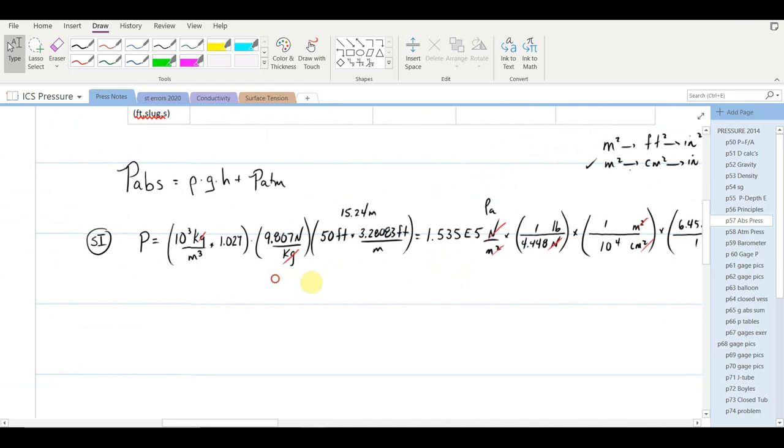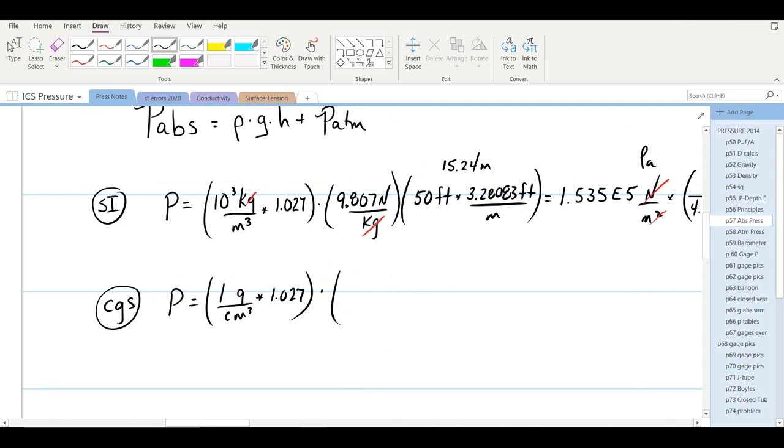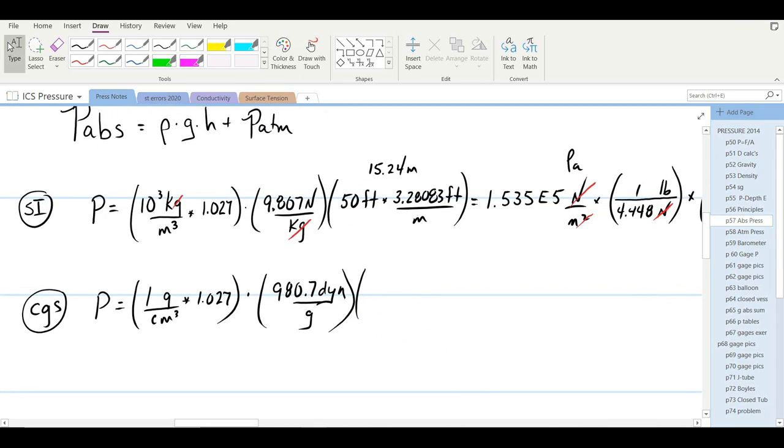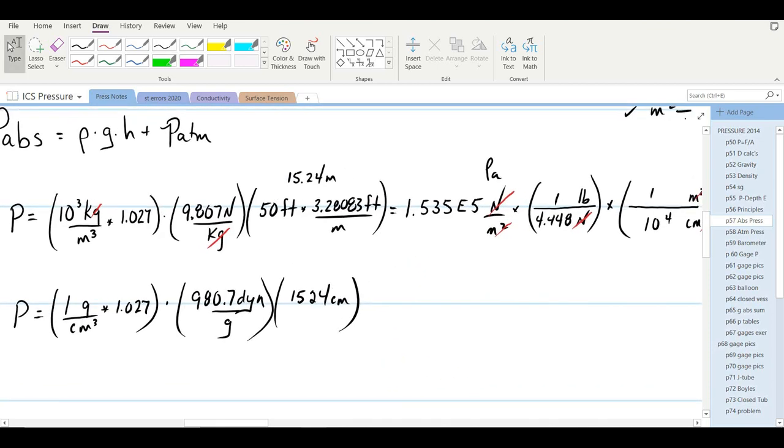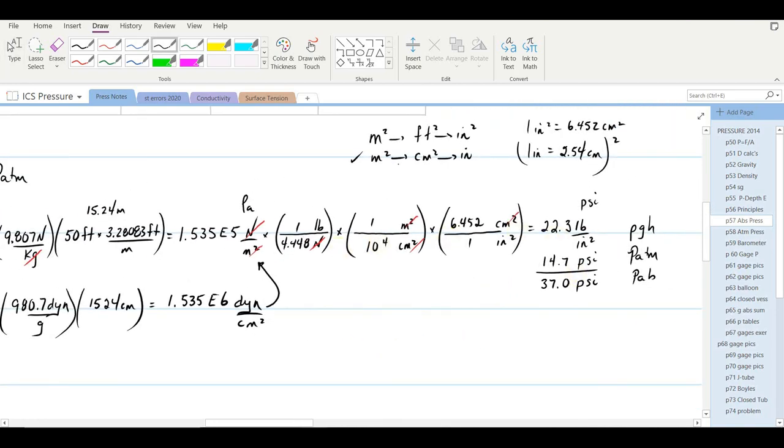Right, let's do this now using the CGS system. Again, it's to gain comfort with using these units. So 1 gram per cubic centimeter times the specific gravity of seawater, 1.027, times the gravitational constant in the CGS system, 980.7 dynes per gram. And we'll need the depth in, not in meters, but in centimeters, that would be 1524 centimeters. So you can recall from the last exercise we did, this is 1 power of 10 greater. It's 1.535 times 10 to the 6th dynes per square centimeter, which we could convert to newtons per square meter and then pounds per square inch, and we'll get the same value.